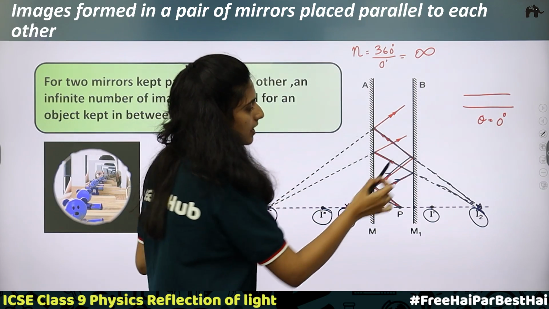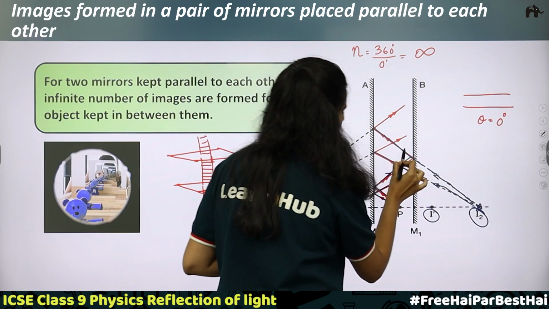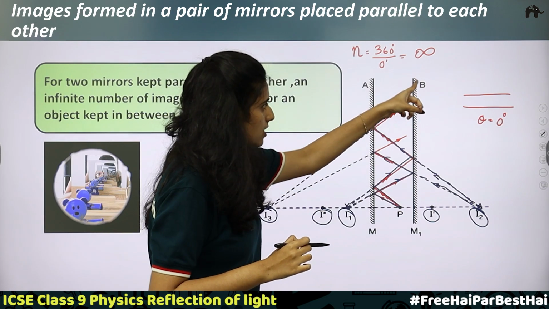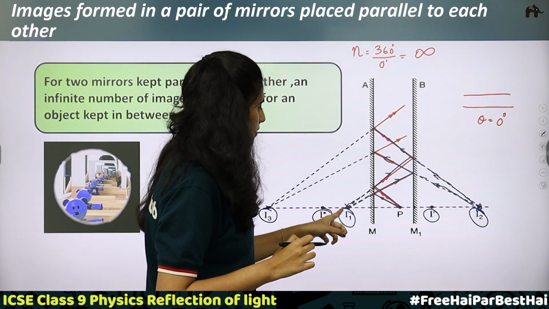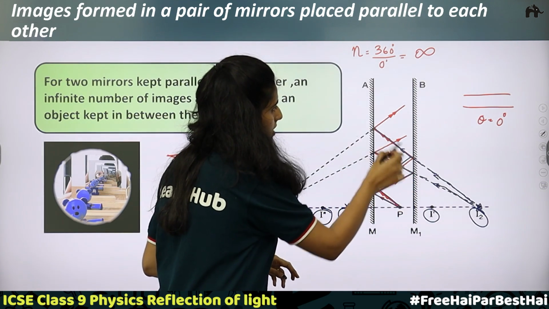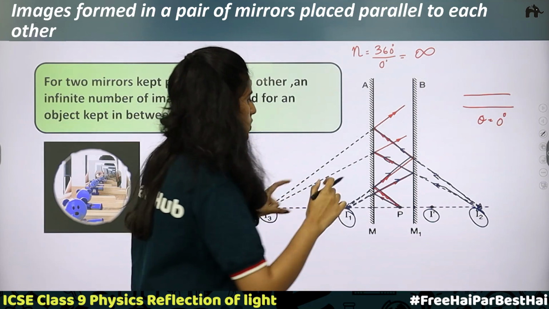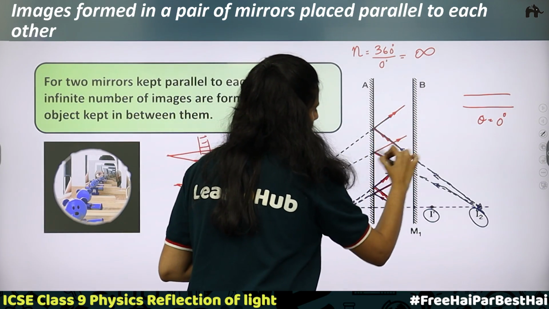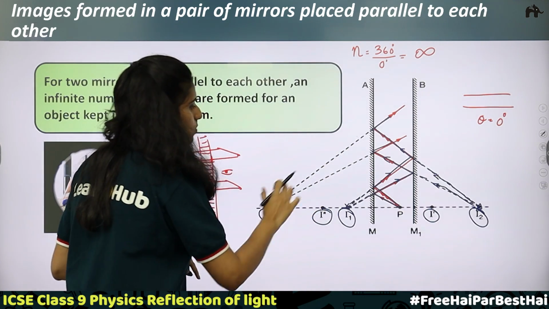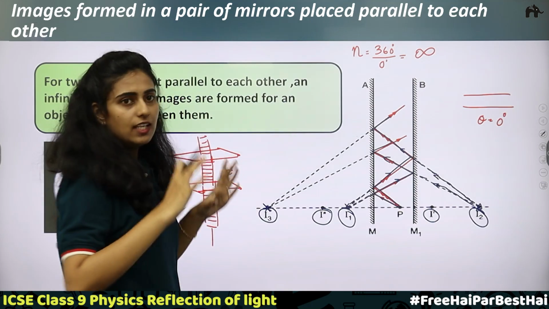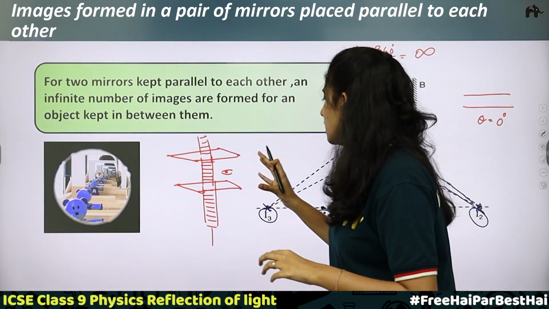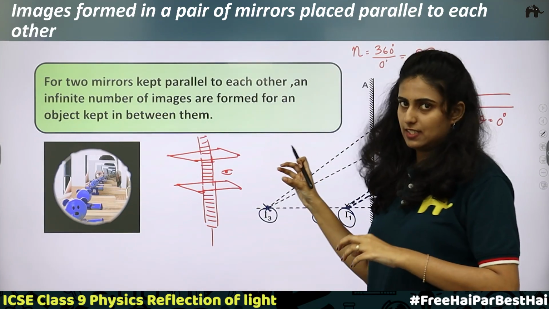How is I3 formed? The light rays from I2 are falling on the mirror AM. First, the light rays from I1 fall on BM1. Then, after reflection, the light rays now fall on AM. When it falls on AM, it gets reflected, extended backward, and we are getting a virtual image I3. This will continue, and in each case you can see that the brightness of the image will decrease.